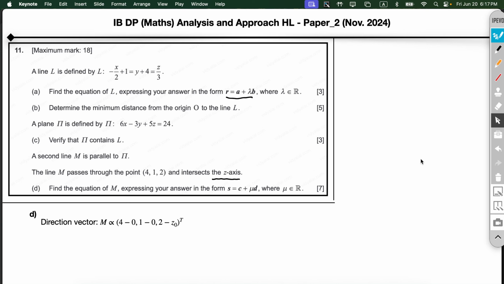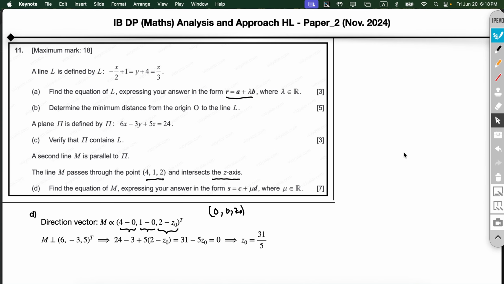So the direction vector of the line M, that gets scaled with a factor like a lambda, has to be the difference vector between two points that the line goes through. So the line goes through 4, 1, 2, and it intersects the z-axis. That means it goes through 0, 0, and some z0, which I don't know yet. That is the generic coordinate for all the points in the z-axis, and it goes through one of such points. So their difference forms this vector.